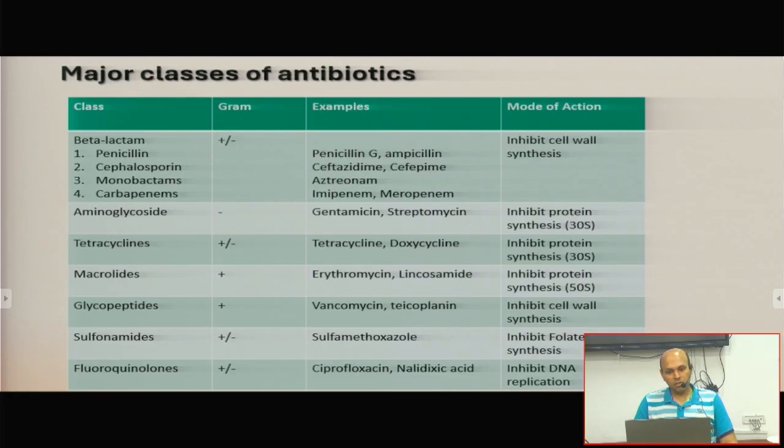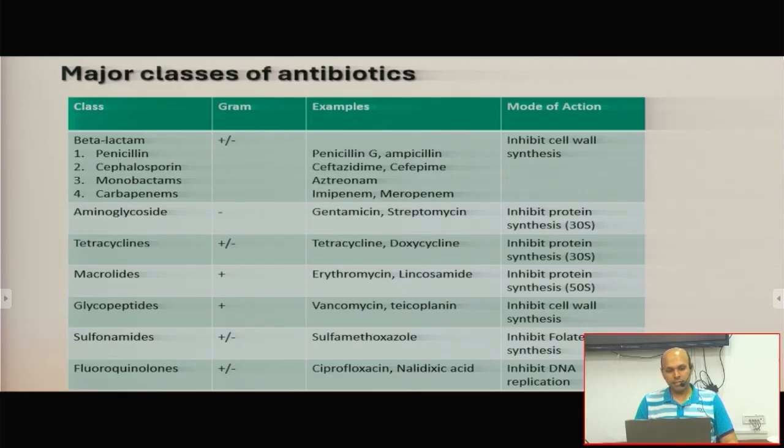In macrolides, you have got erythromycin, for example. Again, it targets gram positives. Here, the mode of action is inhibition of the 50S subunit. Glycopeptides target gram positives. Examples of these are vancomycin and teicoplanin, and they inhibit cell wall synthesis. And then sulfonamides will act against positive and negative. An example of that is sulfamethoxazole, and that inhibits folate synthesis.